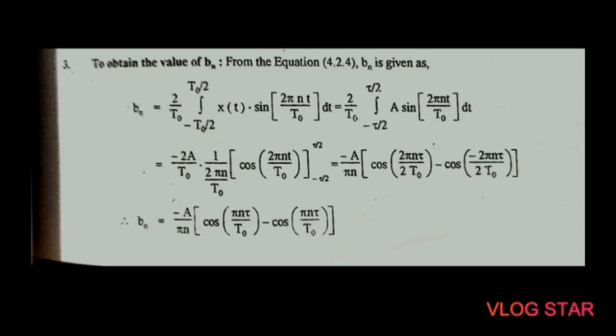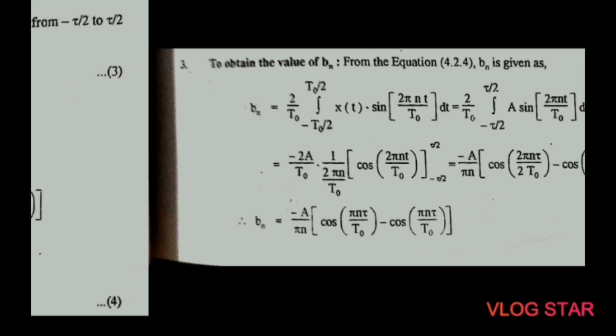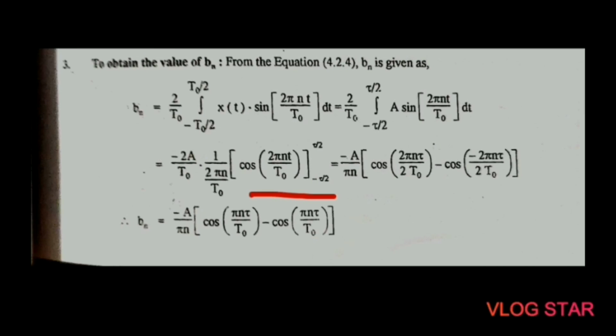As we know, the integration of sine omega t is minus of cos omega t upon omega. So the integration value becomes cos of 2 pi nt upon t0 divided by the value of omega, which is this whole term, 2 pi n divided by t0. Okay, and the 2 by t0 is the constant term. Then we have to put the higher limit and lower limit.